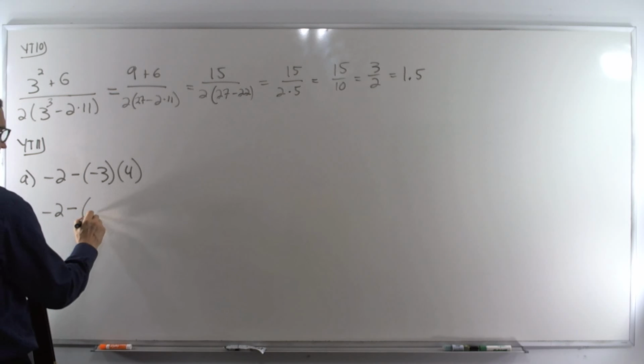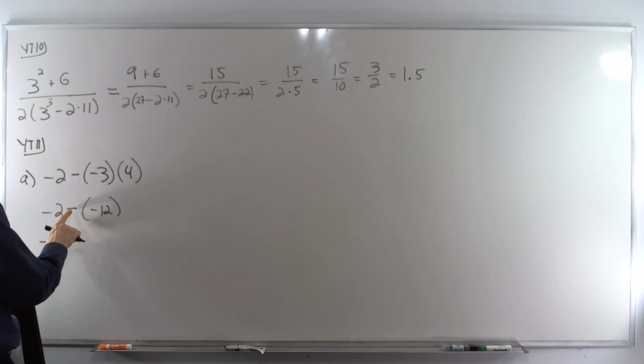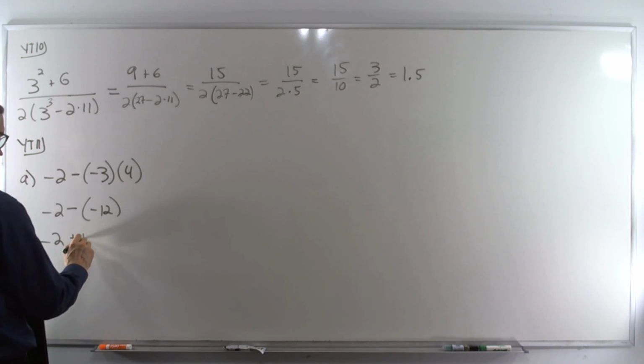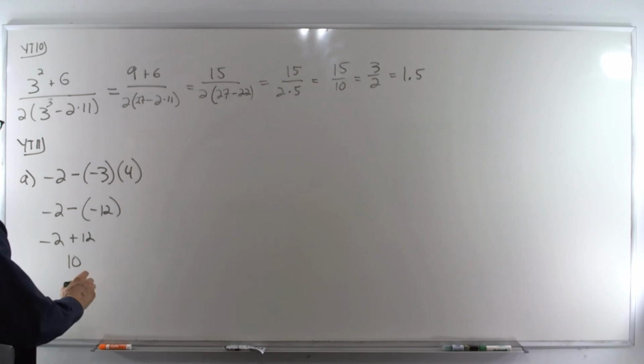We're doing the multiplication first here. Now we've got subtracting a negative. That turns into adding a positive. Negative 2 plus 12 is 10. So 10 for part A.